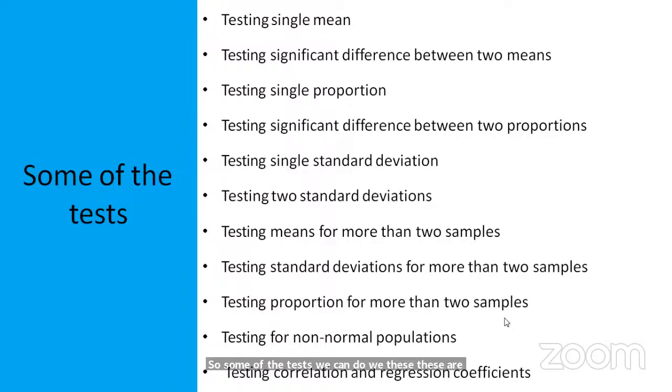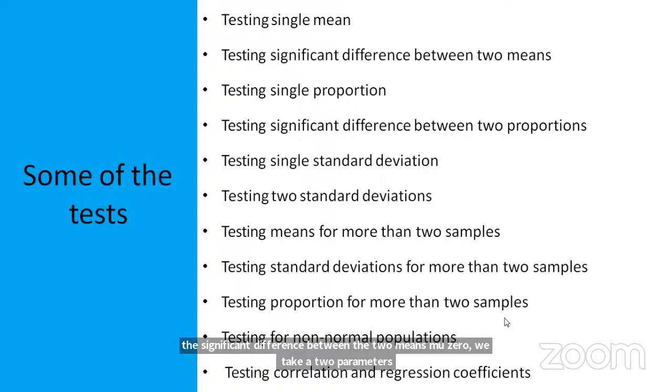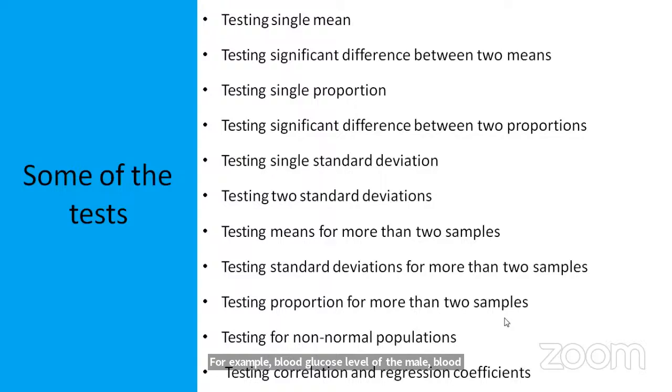Testing a single mean. Testing the significant difference between two means. We have taken two parameters. For example, the blood glucose level of males and the blood glucose level of females. The blood glucose level of males is one parameter, and we calculate its mean. The mean blood glucose level of females is the second parameter. The means are mu1 and mu2.